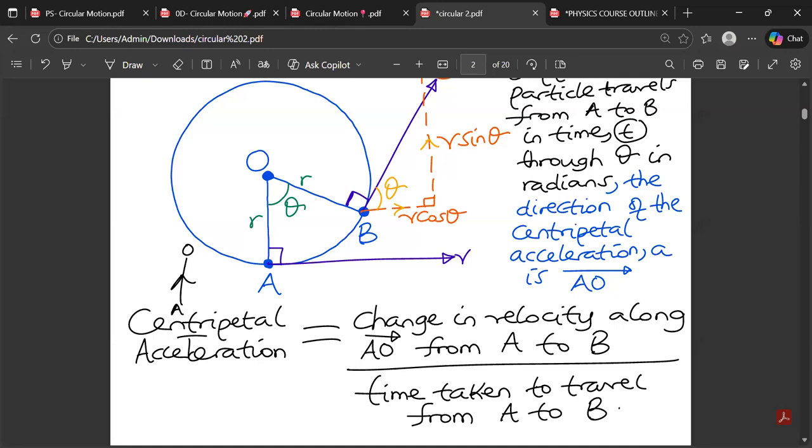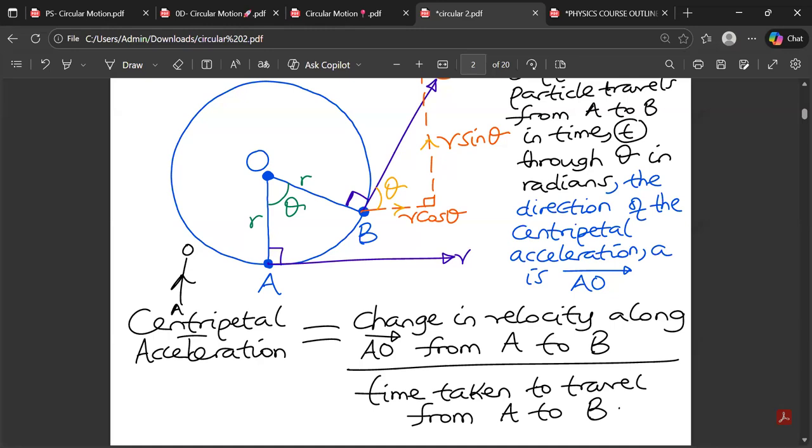You all know that the change should be the final minus initial. But this time around, we don't have final minus initial. We have velocity at point B and velocity at point A. So someone tell me, what is the velocity at B? What do you take? And what is the velocity at A?